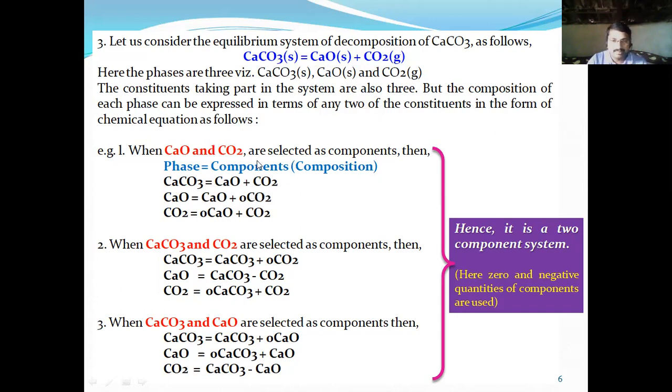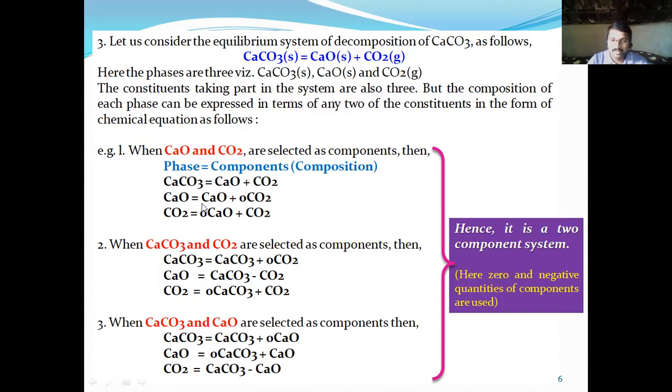You can see in this slide, if we consider a phase and we have to describe this phase with only two components, that is calcium oxide and carbon dioxide. You can see here calcium carbonate is the phase. We can write this in a two component system, that is calcium oxide plus carbon dioxide. The combination of calcium oxide and carbon dioxide itself indicates the presence of a phase, that is calcium carbonate.